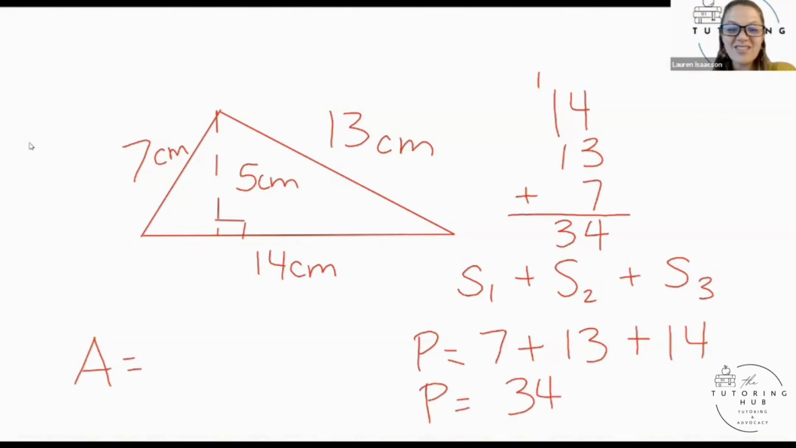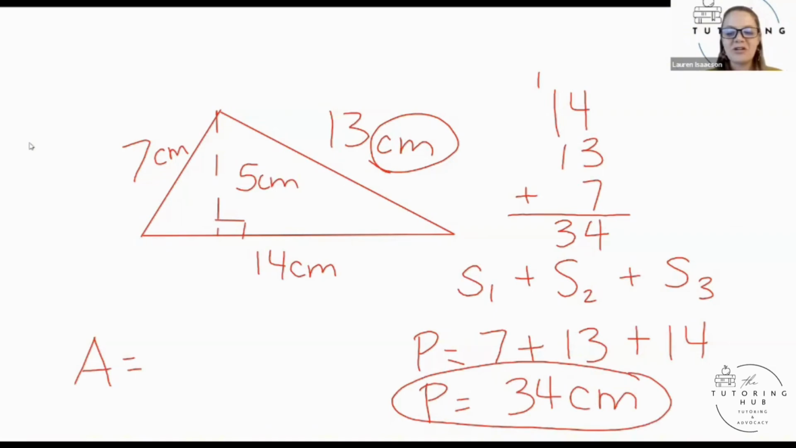But I still have a unit. In this case, I have centimeters. So my unit down here would be 34 centimeters. Now, with perimeter, we are not multiplying, we are not finding the space contained inside. Therefore, I do not need to square my unit. It is just centimeters.